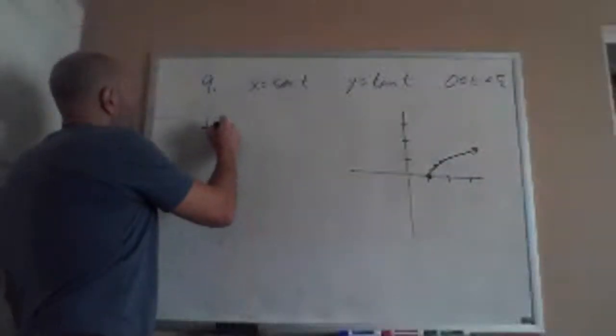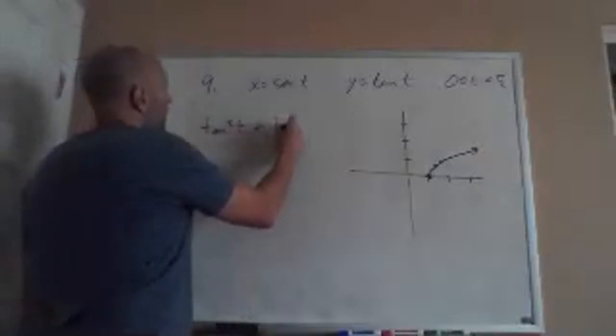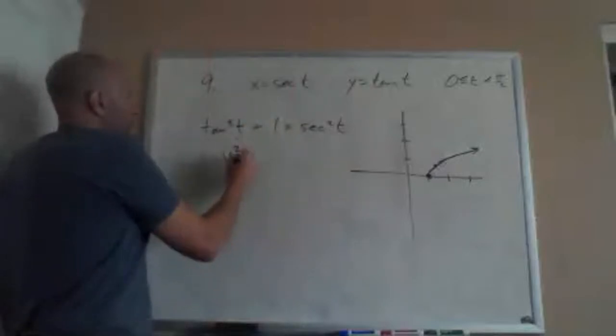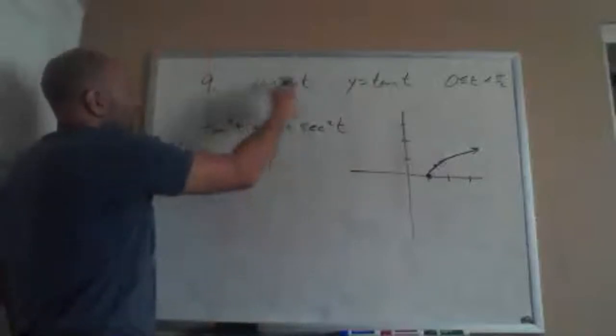Okay, so then the conversion, same equation we had before, tangent squared plus 1 is secant squared. So I just have to square both of these. So tangent squared is y squared. Secant squared is x squared.